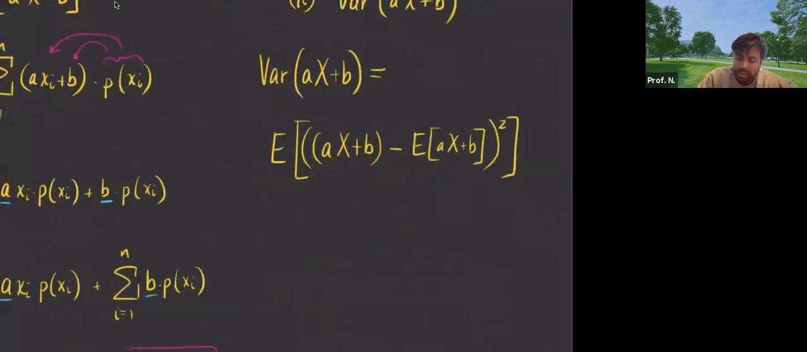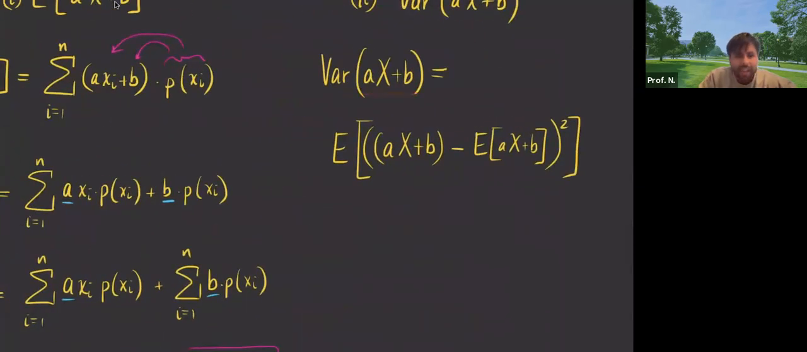But the problem here is I don't have x here. I have ax plus b. I have a new random variable called ax plus b. So the variance of this new random variable ax plus b is the expected value of the random variable ax plus b minus the expected value of ax plus b, all of that being squared.